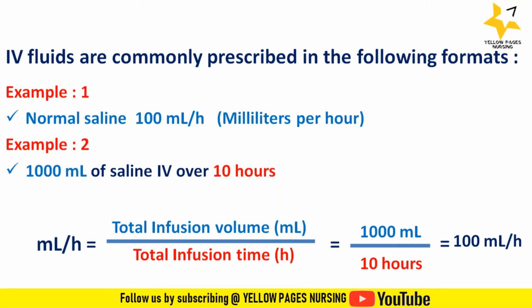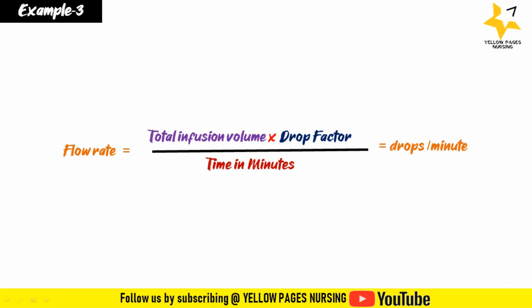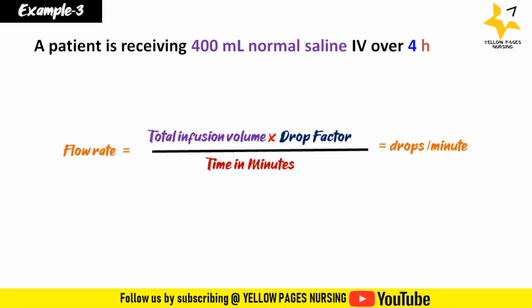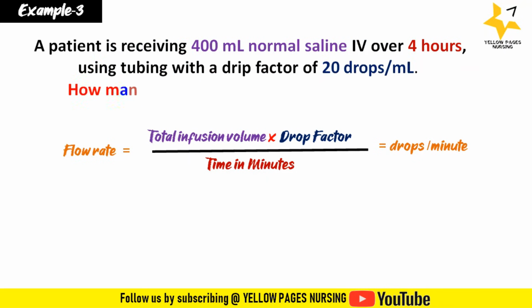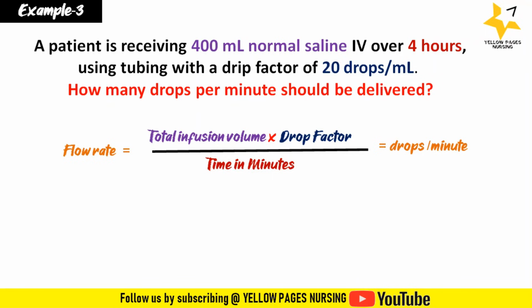In order to calculate the flow rate, the formula will be total infusion volume multiplied by drop factor divided by time in minutes, which gives drops per minute. Example: a patient is receiving 400 ml normal saline IV over 4 hours using tubing with a drip factor of 20 drops per ml. How many drops per minute should be delivered?